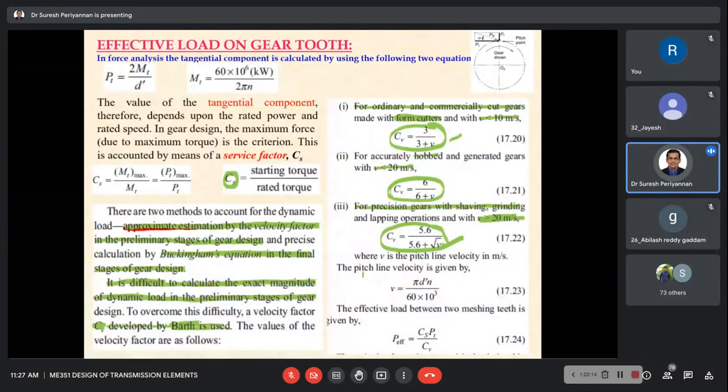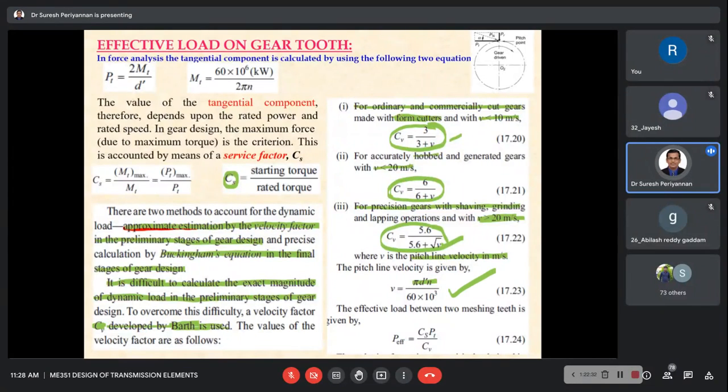Now, what is the velocity factor? Here, this small v is the pitch line velocity in meters per second. We know that v = πdN/60, where d is the pitch circle diameter of the gear or pinion and N is its speed. From this, we are able to find out the pitch line velocity v.